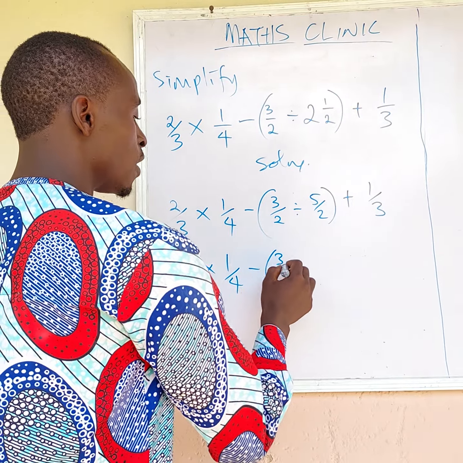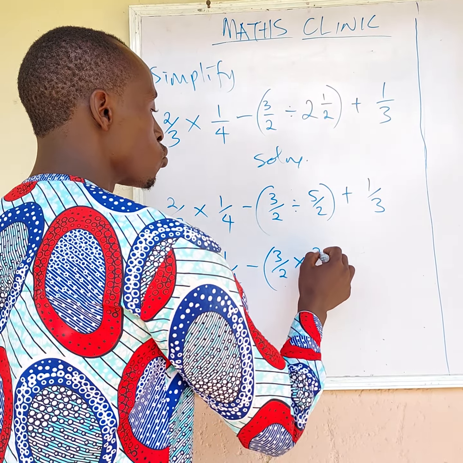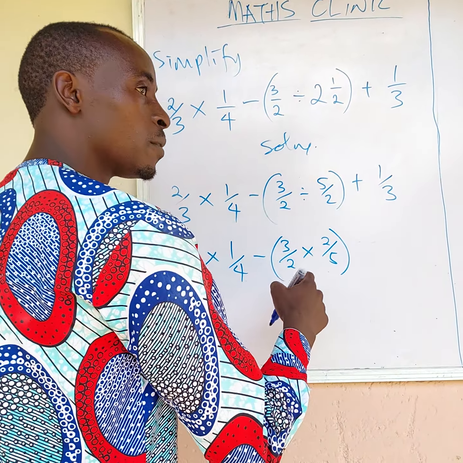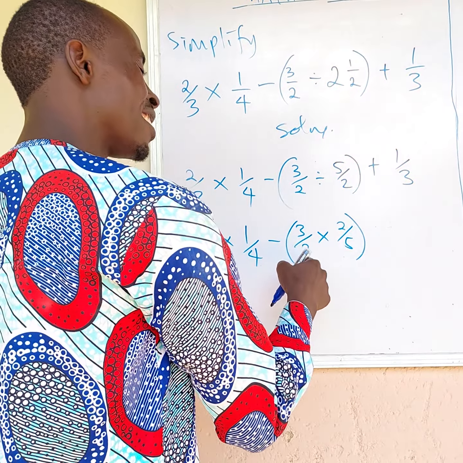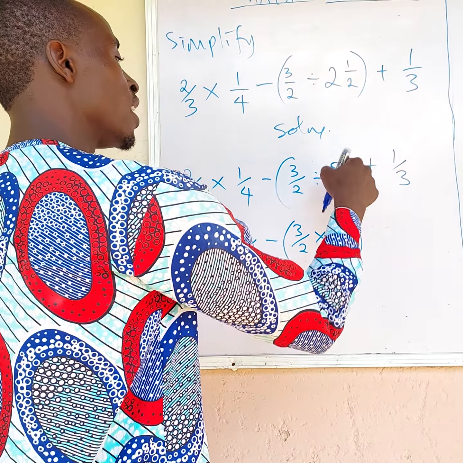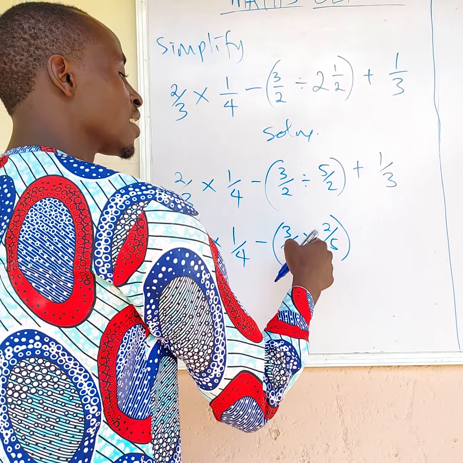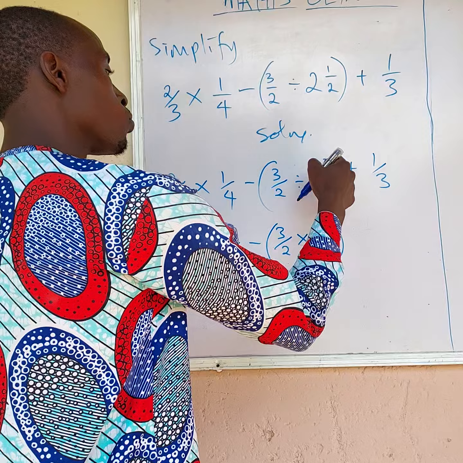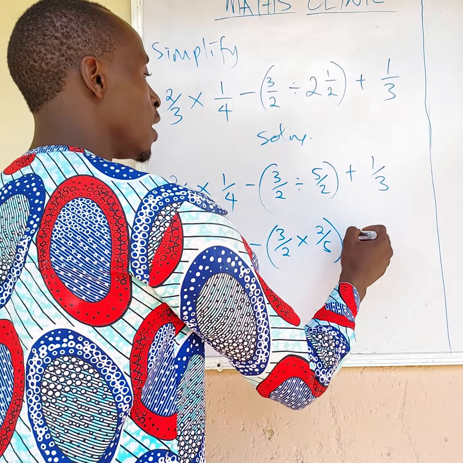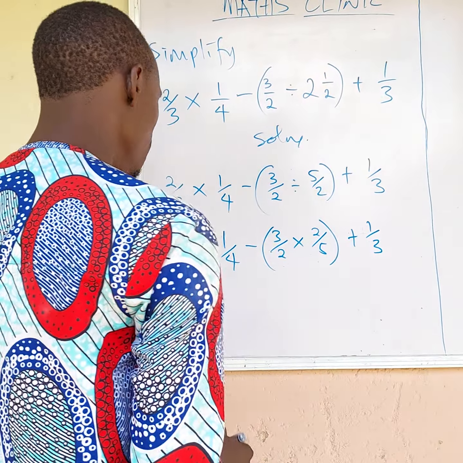You now have 3 all over 2 times 2 all over 5. I have explained this before. When you are dividing fractions, the first fraction remains the same, while you reciprocate the second one and then change the sign to multiplication. So 3 all over 2, this changes to times, and this 2 goes up, 5 comes down, and then plus 1 all over 3.